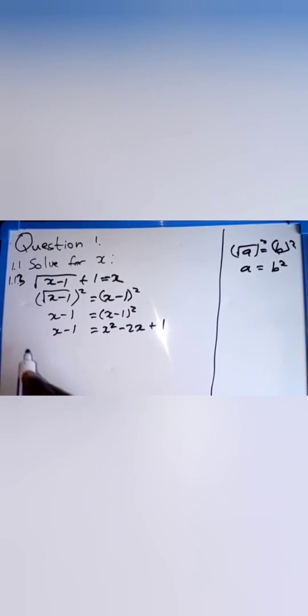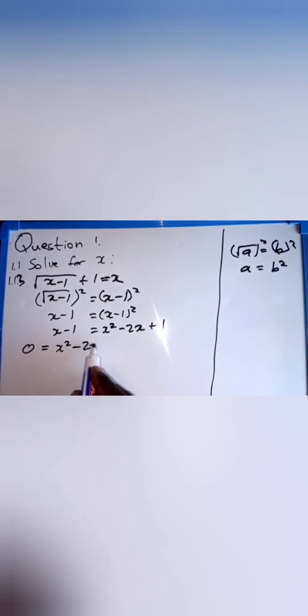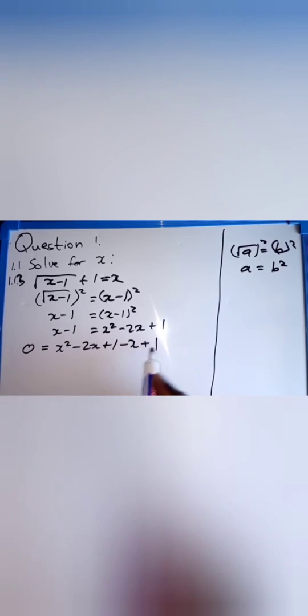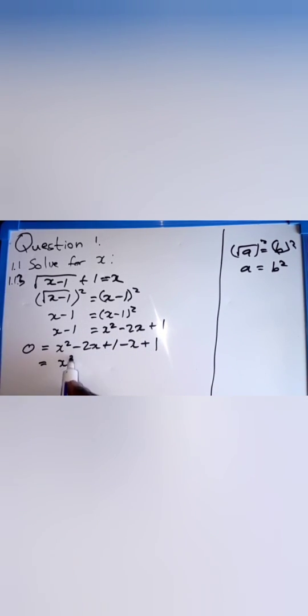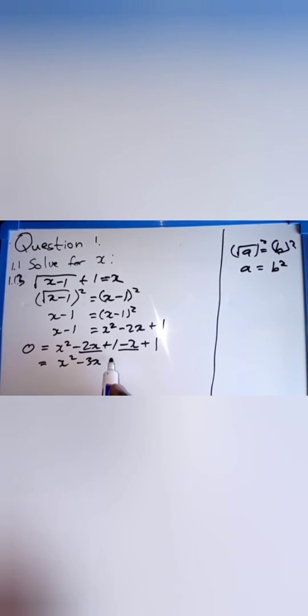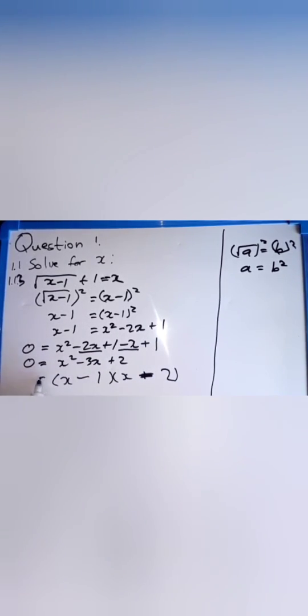If I expand this side, I'll get x squared minus 2x plus 1 is equals to x minus 1. I'm going to bring everything to this side. So I'll have x squared minus 2x plus 1 minus x plus 1. Then this will give me x squared, minus 2x minus x will give me minus 3x plus 2 is equals to 0. Now I can factorize this.